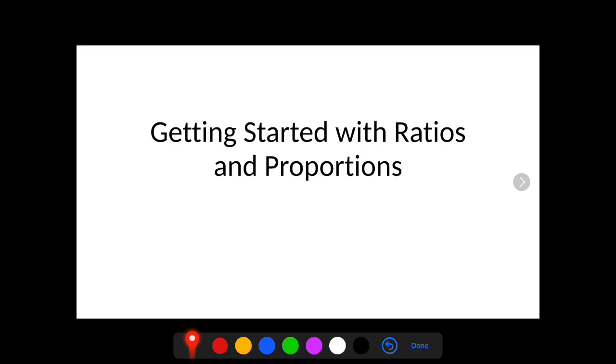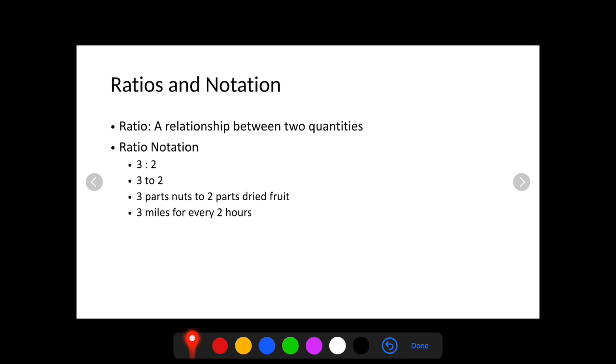Let's get started with ratios and proportions by looking at some basic definitions. A ratio is simply a relationship between two quantities. There are several ways that we can note a ratio. First, we might use just numbers and symbols with the colon. We would read this as 3 to 2.